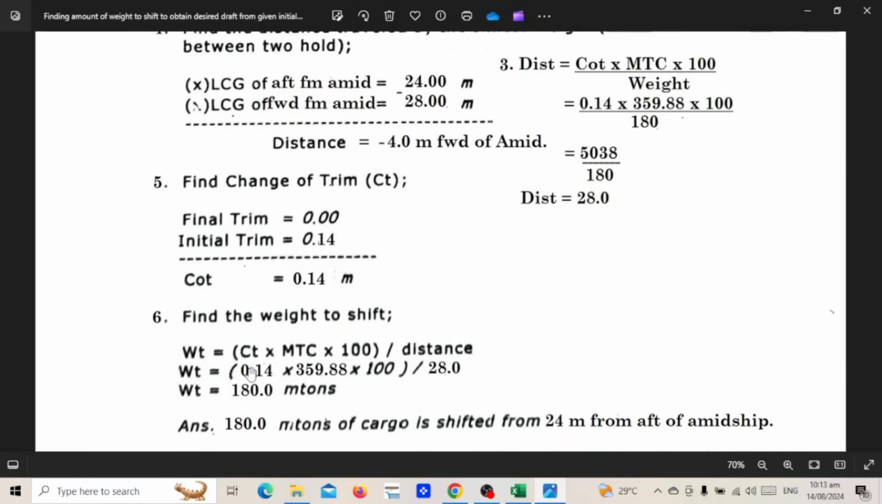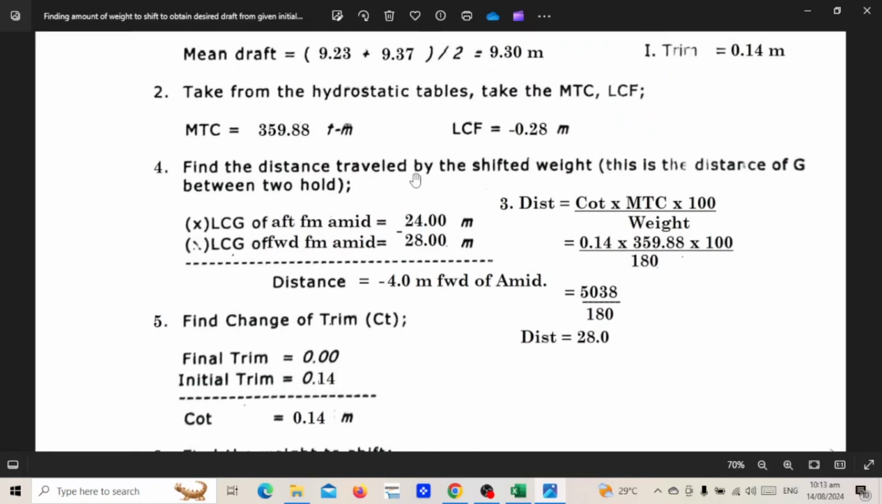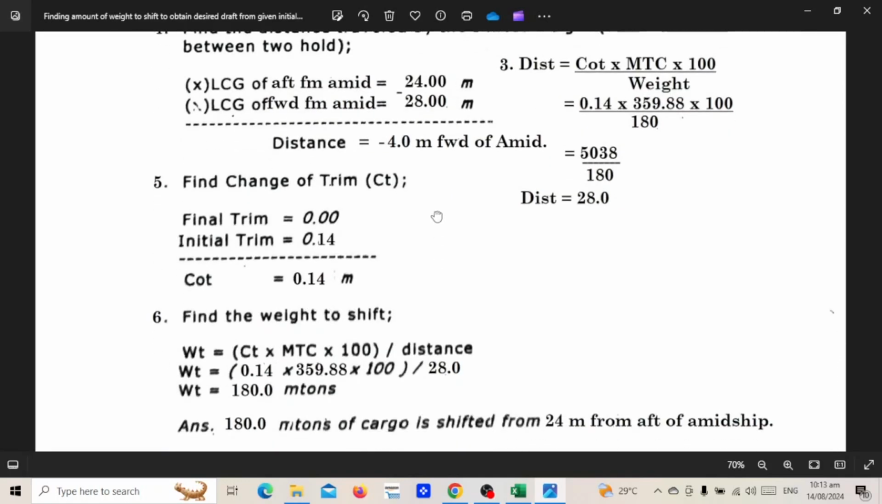Transpose the formula. Change of trim is 0.14, MTC is 359.88, which is this one, and times 100 over 28, which is your distance. The answer is, the weight to move forward is 180 tons. So the answer is 180 tons of cargo is shifted from 24 from half of amidship. So let's investigate, guys, with the formula.